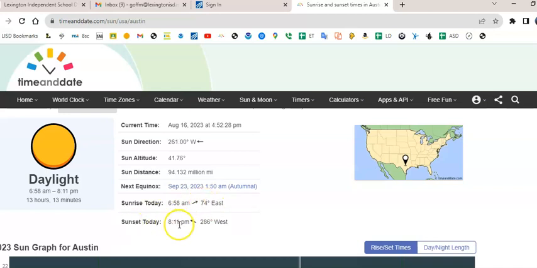Your sunset will be at 8:11, just like it said over here. And it won't be perfectly west. It'll be a little bit north of west at 286 degrees. But generally speaking, the sun rises in the east and sets in the west.